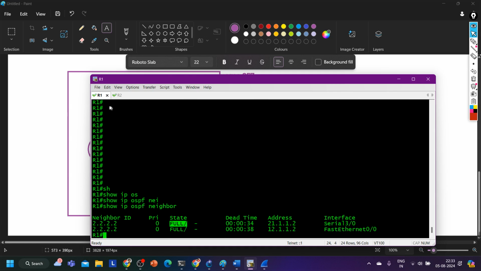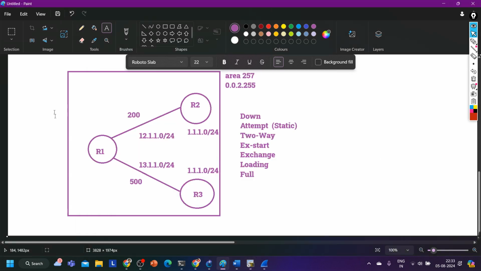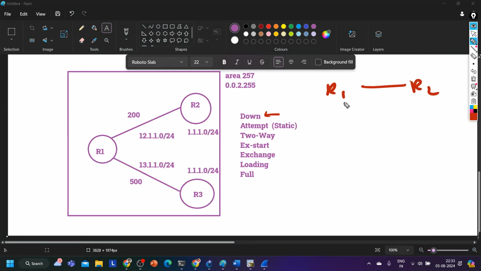Clear, guys? So actually down state means OSPF is not receiving any hello message on the interface R1 R2, right? Once you advertise this interface in OSPF, router 1 will start sending hello messages, right? But if it is not receiving any, that means this interface is down.